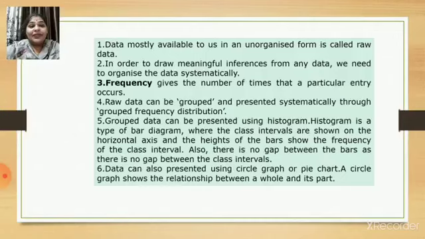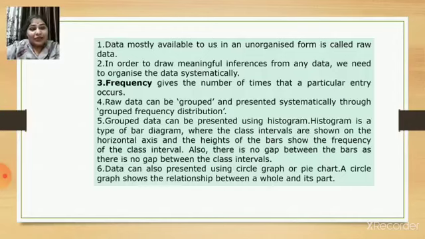These are some important points which we have already studied from chapter number 5. Data mostly available to us is in an unorganized form, also called raw data. In order to draw meaningful inferences from any data, we need to organize the data systematically. Frequency gives the number of times that the particular entry occurs. Raw data can be grouped and presented systematically through grouped frequency distribution. How to do that we have already seen, children.